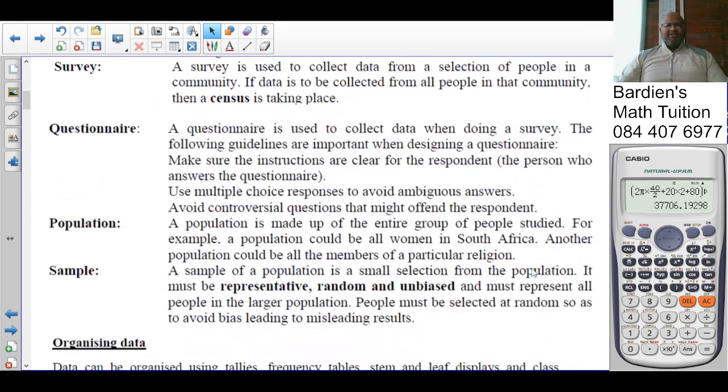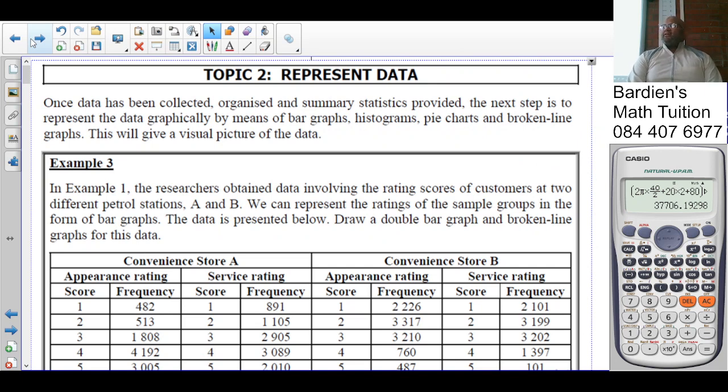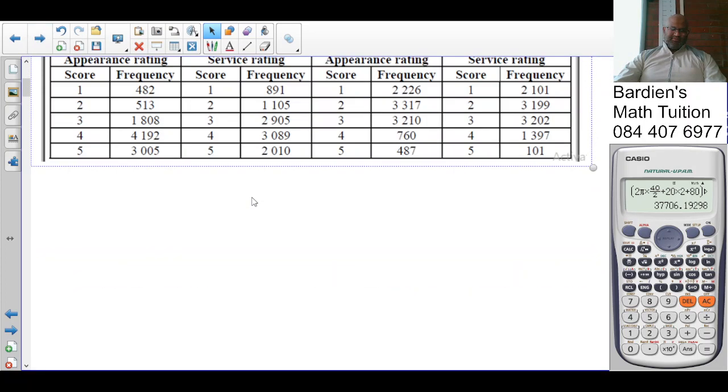You're busy with data handling? You guys had some homework? The homework was numbers C and D. No problem.